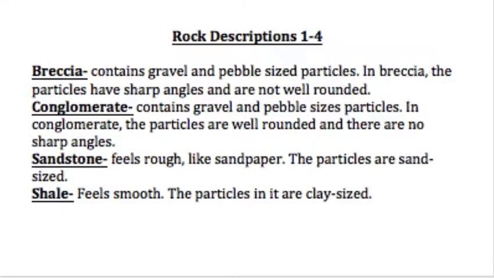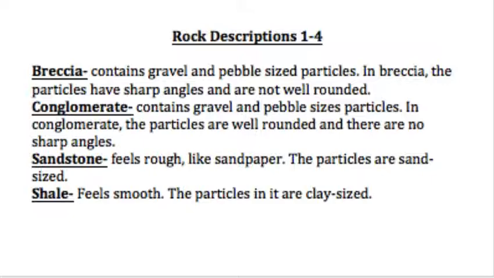Now read the descriptions here. Breccia contains gravel and pebble-sized particles. In breccia, the particles have sharp angles and are not well rounded. Conglomerate contains gravel and pebble-sized particles. In conglomerate, the particles are well rounded and there are no sharp angles. Sandstone feels rough like sandpaper. These particles are sand-sized. Shale feels smooth. The particles in it are clay-sized.